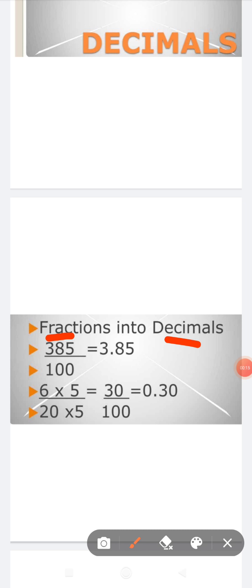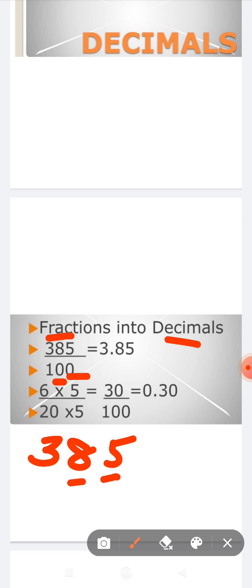Our first problem, 385 divided by 100, children. How many zeros are there in 100? Two, children. So I just write 385 as it is. Since there are 2 zeros, only after the 2 digits do I make a decimal point. So what comes now? 3 decimal point 85. This is how we write a fraction into a decimal, isn't it?